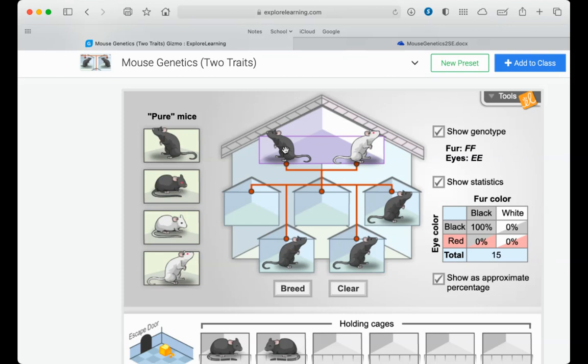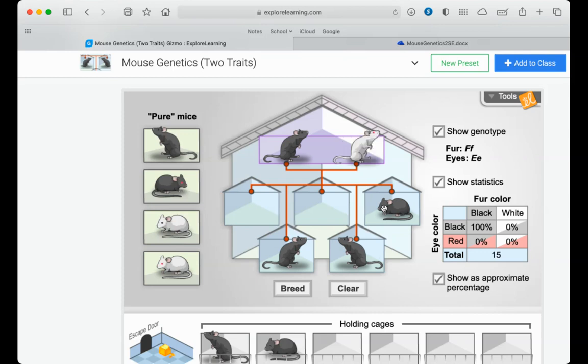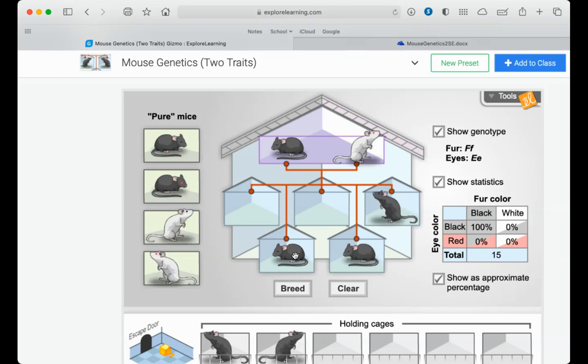What is the genotype of the black fur parent? Next, what is the genotype of the white fur parent? Now, look at the offspring. What are the genotypes of the offspring? Next, I want you to analyze.